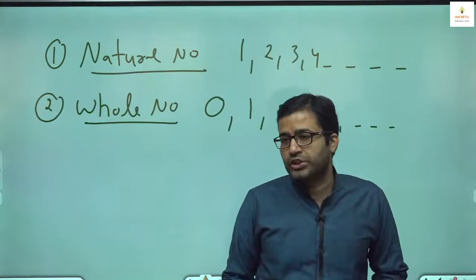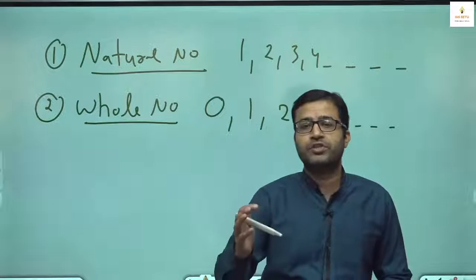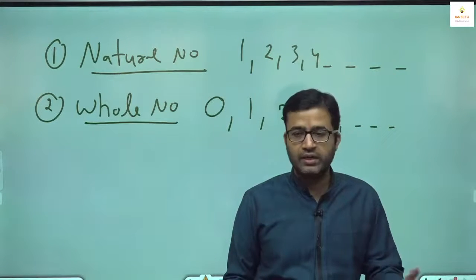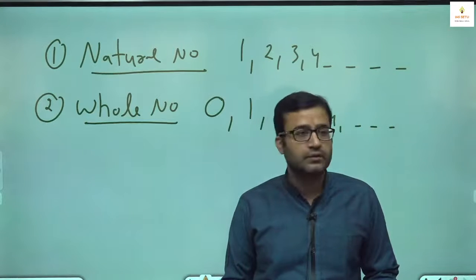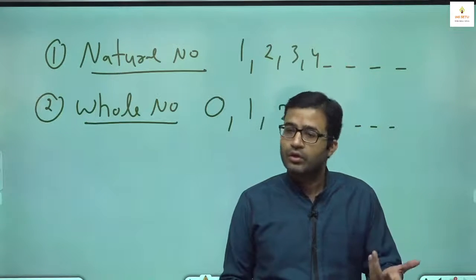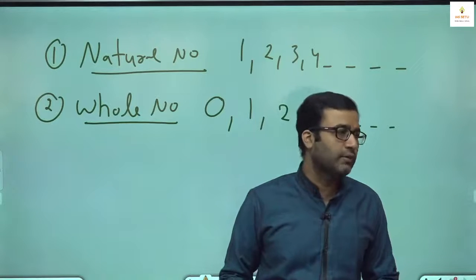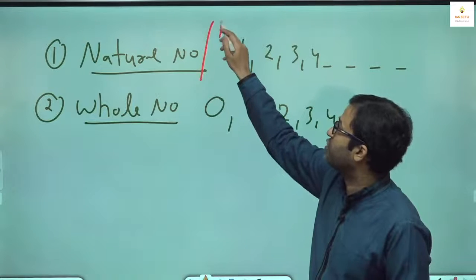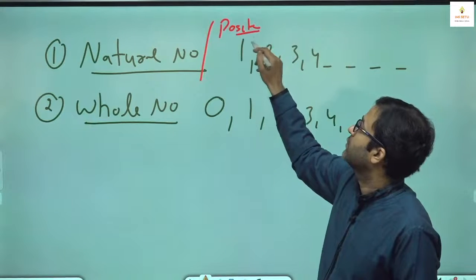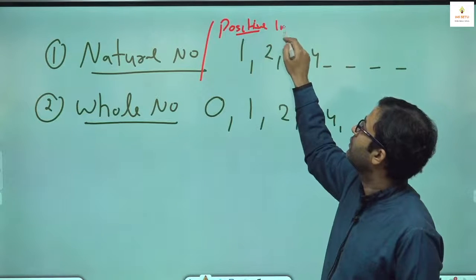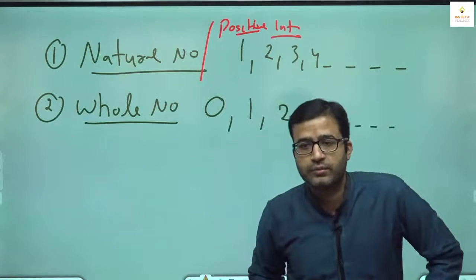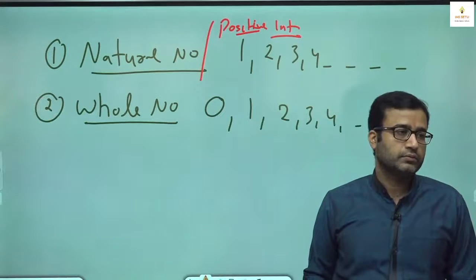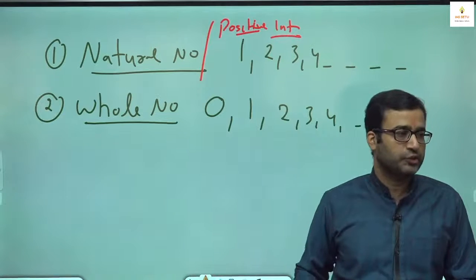Or if I ask you a question, what is the difference between whole number and positive integer? Can anyone tell me? Positive integer is nothing but natural number. For natural numbers you can use the other word, positive integer. Whether you say positive integer or natural number, both are the same. In positive integers we don't have 0. In whole numbers we have one extra number, that is 0. The rest is the same.